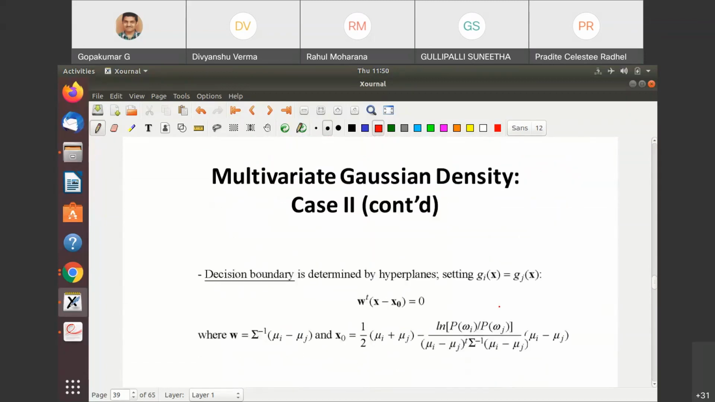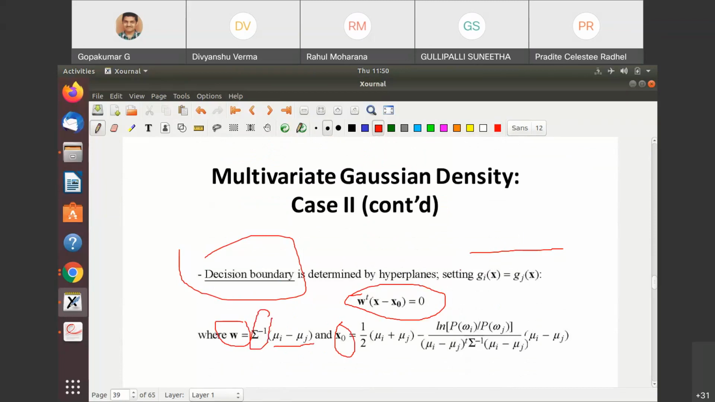Then we can continue with the same analysis for the decision boundary, that is, g_i of x equal to g_j of x, and we will get this decision boundary. But there is a difference in the terms w and also x0. Earlier it was mu_i minus mu_j, but now the covariance matrix and its inverse come into the picture here. Similarly, x0 also differs. That is the major difference when we have case two.